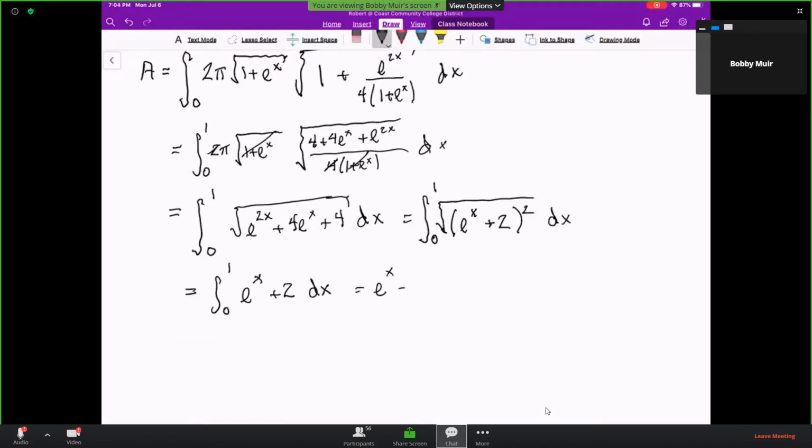So that's going to be e to the x plus 2x, from 0 to 1. So that's going to be e plus 2 minus 1 plus 0. So that's going to be e plus 1.